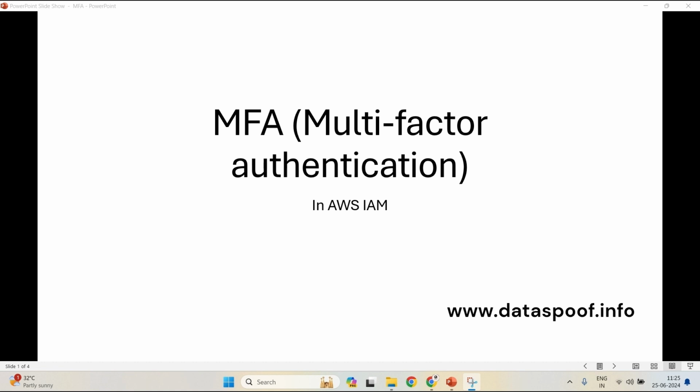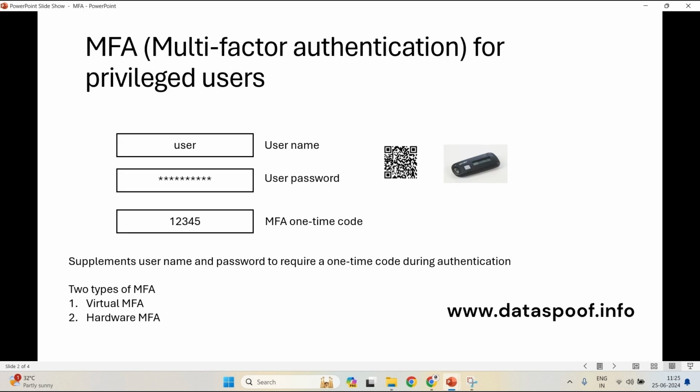Hello everyone. In this video, we will talk about multi-factor authentication in IAM. So let us understand what is multi-factor authentication. Let us say as a user, you are entering your username and your password. Now you have to scan your QR code and it will generate a one-time code for you. Once you enter the code, then you can log into your AWS account. By doing this, we are adding one more level of security for the user.